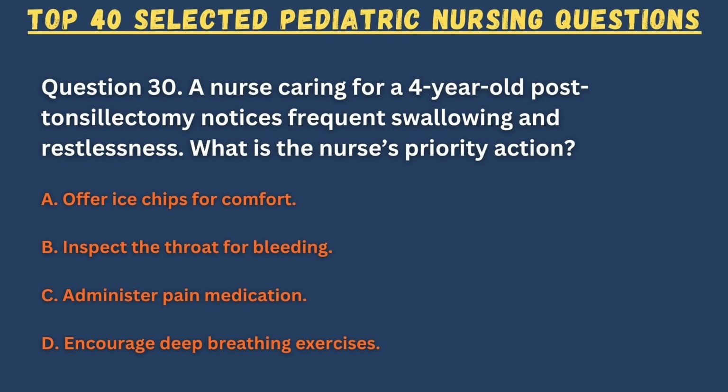Question 30. A nurse caring for a 4-year-old post-tonsillectomy notices frequent swallowing and restlessness. What is the nurse's priority action? A. Offer ice chips for comfort. B. Inspect the throat for bleeding. C. Administer pain medication. D. Encourage deep breathing exercises.